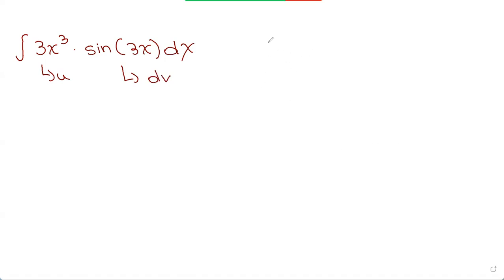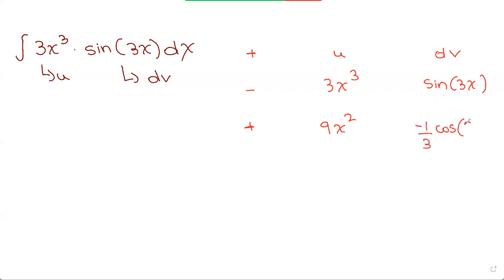So now let's construct our table. As I said before, the column headings would be plus, u, and dv. The second row is negative. u is 3x cubed, dv is sine of 3x. Now we differentiate the second column, so that would be 9x squared. Third column, we integrate it, so the integral of sine 3x would be negative 1 over 3 cosine 3x.